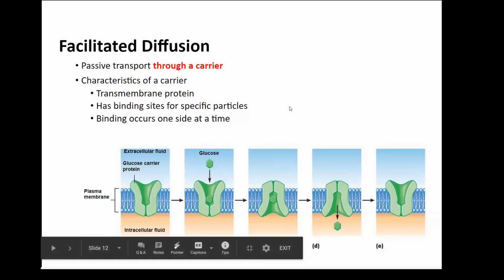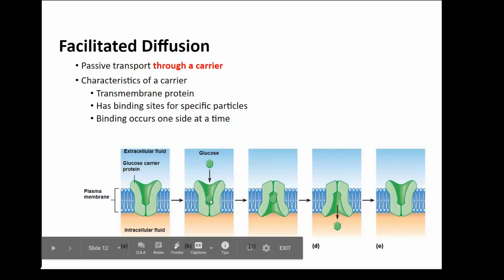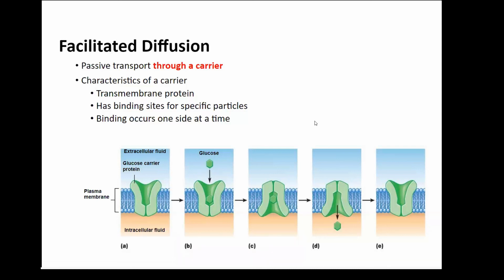So just be careful. I know that changing shape seems like it would have to involve energy, but it doesn't in the case of facilitated diffusion. This is just something that happens when the particle comes into contact with this protein. So in facilitated diffusion we do have this shape change, we do have this orientation change, but we don't need energy for that to occur. This is still passive transport. Binding is going to occur on one side at a time in facilitated diffusion because of the way this looks, because of this sort of pocketness, right? The pocket's only facing one side of the cell at a time.